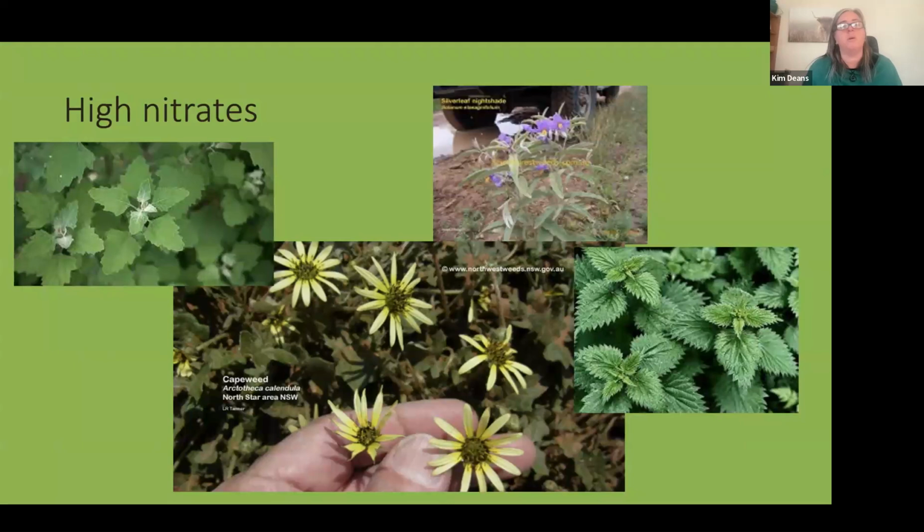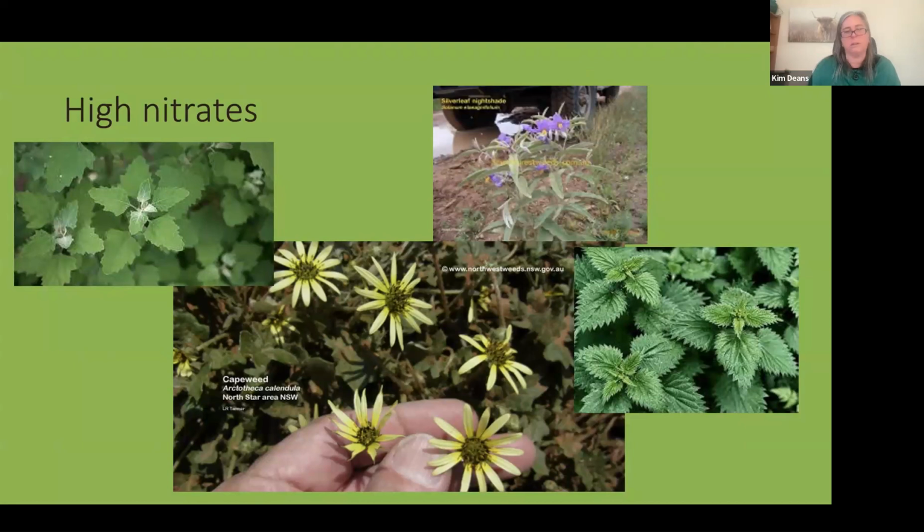Nitrates are another common signal for weeds, and these are some of the weeds that respond to high nitrates. So your fat hen, capeweed, nettles, nightshades, as I said before, they're coming in to soak up that nitrate. And they're a nice sign. You'll often see them on stock camps, or in areas where there's been a lot of manure, cattle manure, sheep manure. You'll often see nettles and fat hen coming through.